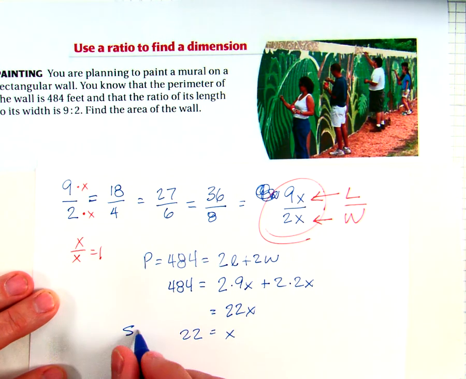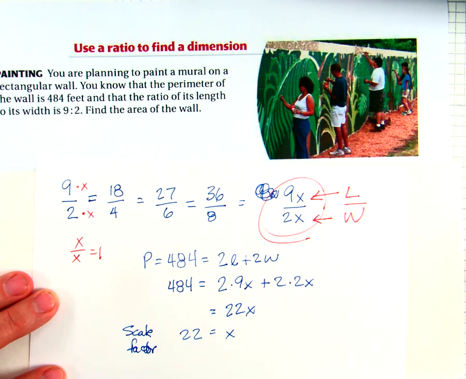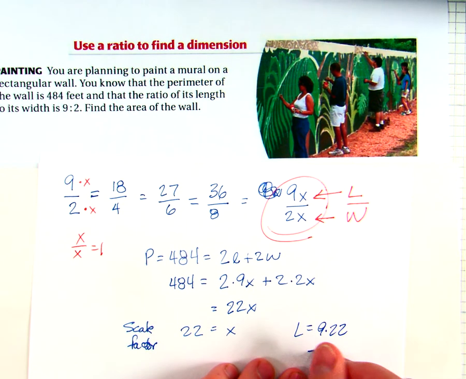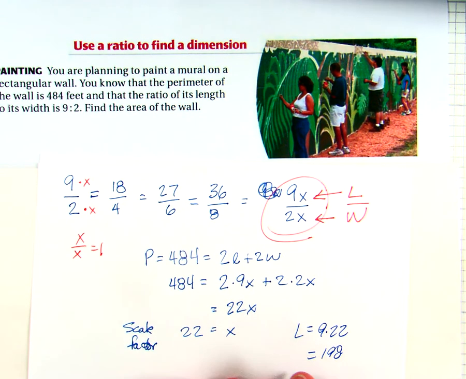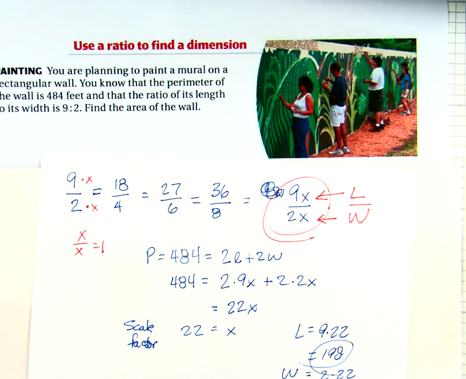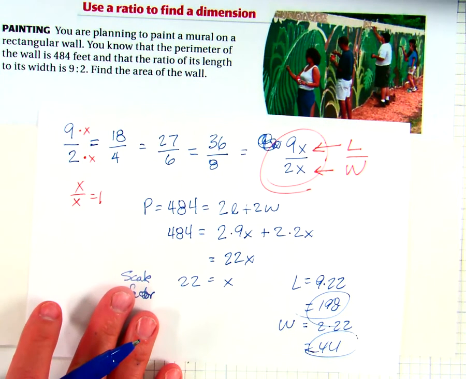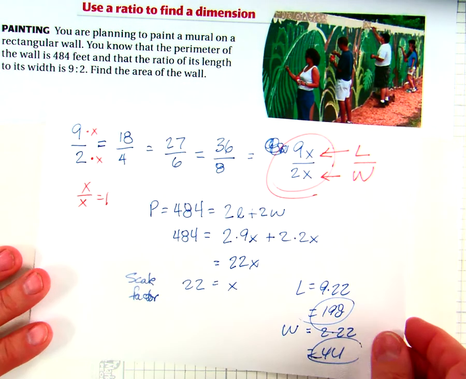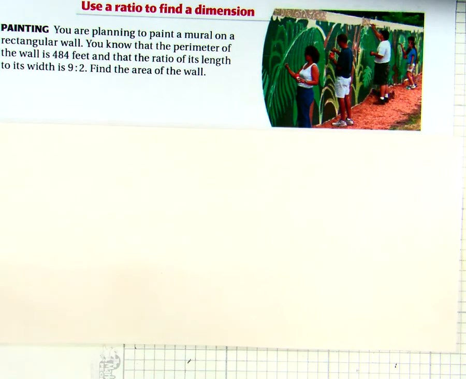Notice that this is the scale factor. This is not the width or the length of the rectangle. To be able to get that, I'll need to do 9 times x for the length, which is 198, what we got before, and for the width, 2 times x, which is 44, which is the width and the length that we got previously. So we get the same answer either way that we do it. This way, however, is probably more helpful, more instructive for what we're doing here. So we'll go with that way, although the other way works just fine.